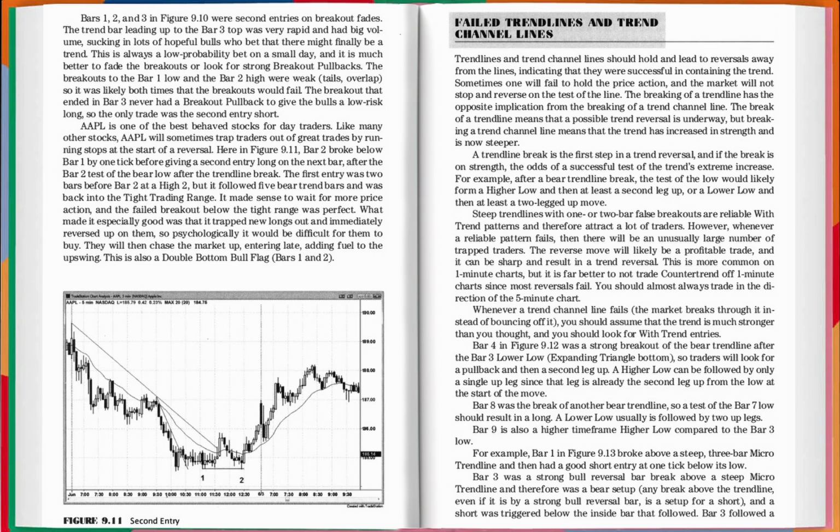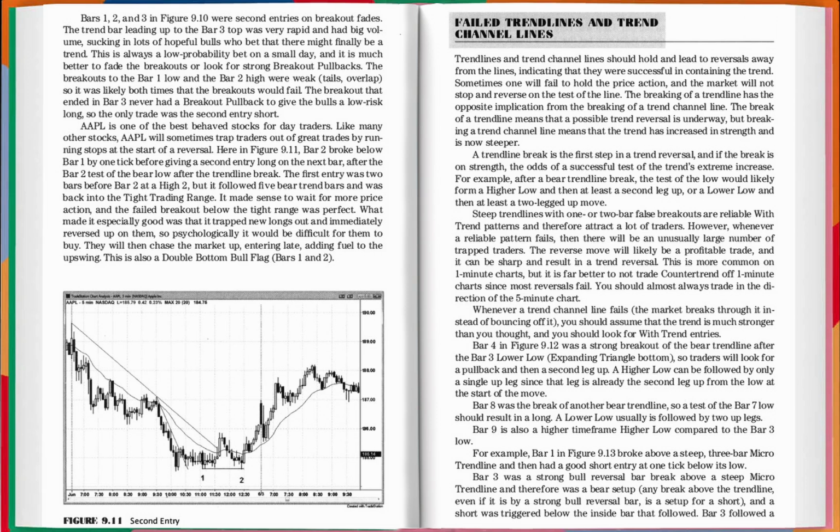A trend line break is the first step in a trend reversal, and if the break is on strength, the odds of a successful test of the trend's extreme increase. For example, after a bear trendline break, the test of the low would likely form a higher low and then at least a second leg up, or a lower low and then at least a 2-legged up move.